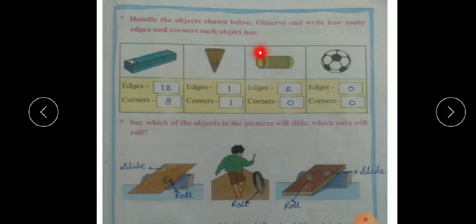Third figure is, this is cylinder. This is the first circular edge of cylinder and this is the second circular edge of cylinder. So how many edges are there? There are 2 circular edges, and there are no corners in a cylinder. So we write 0 here. And the last figure is a sphere, a ball. And we know that the sphere has no edges and no corners. So number of edges 0, number of corners also 0. So in this way you have to complete these boxes in your textbook itself.